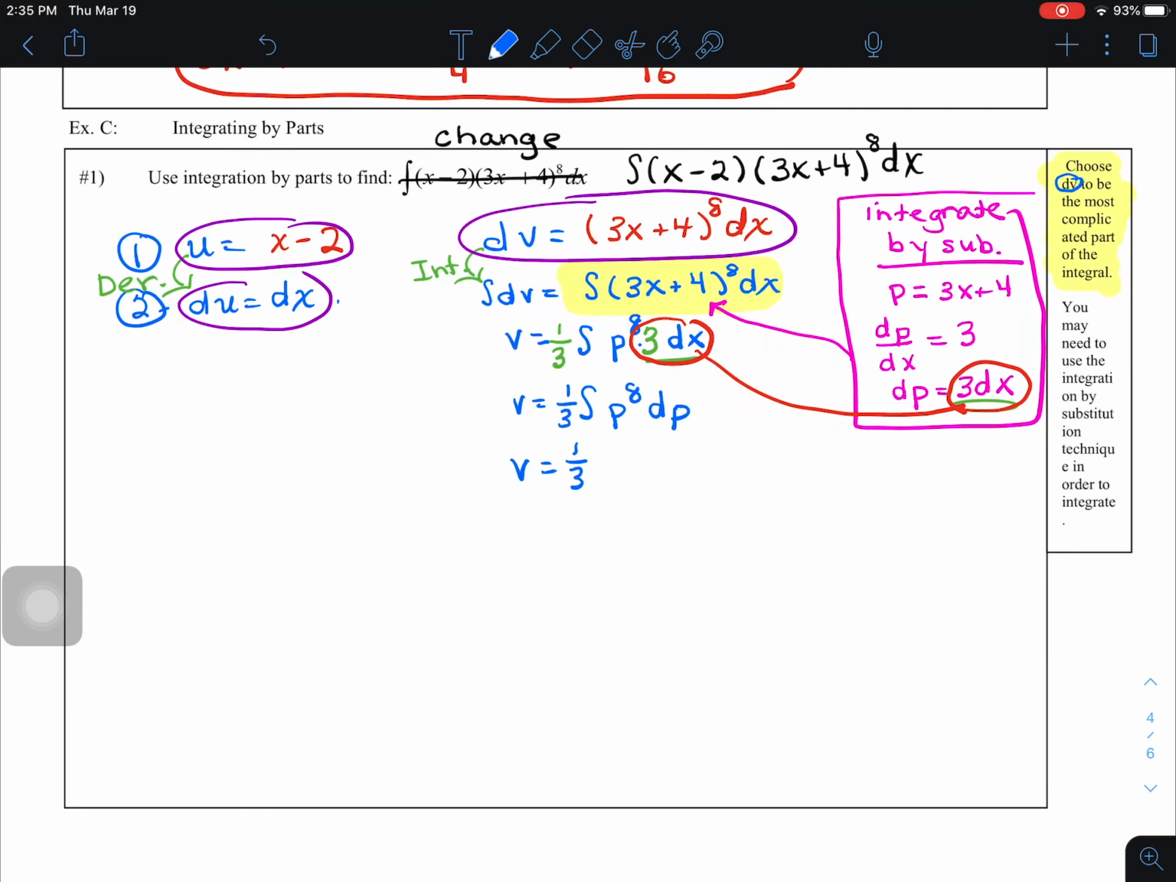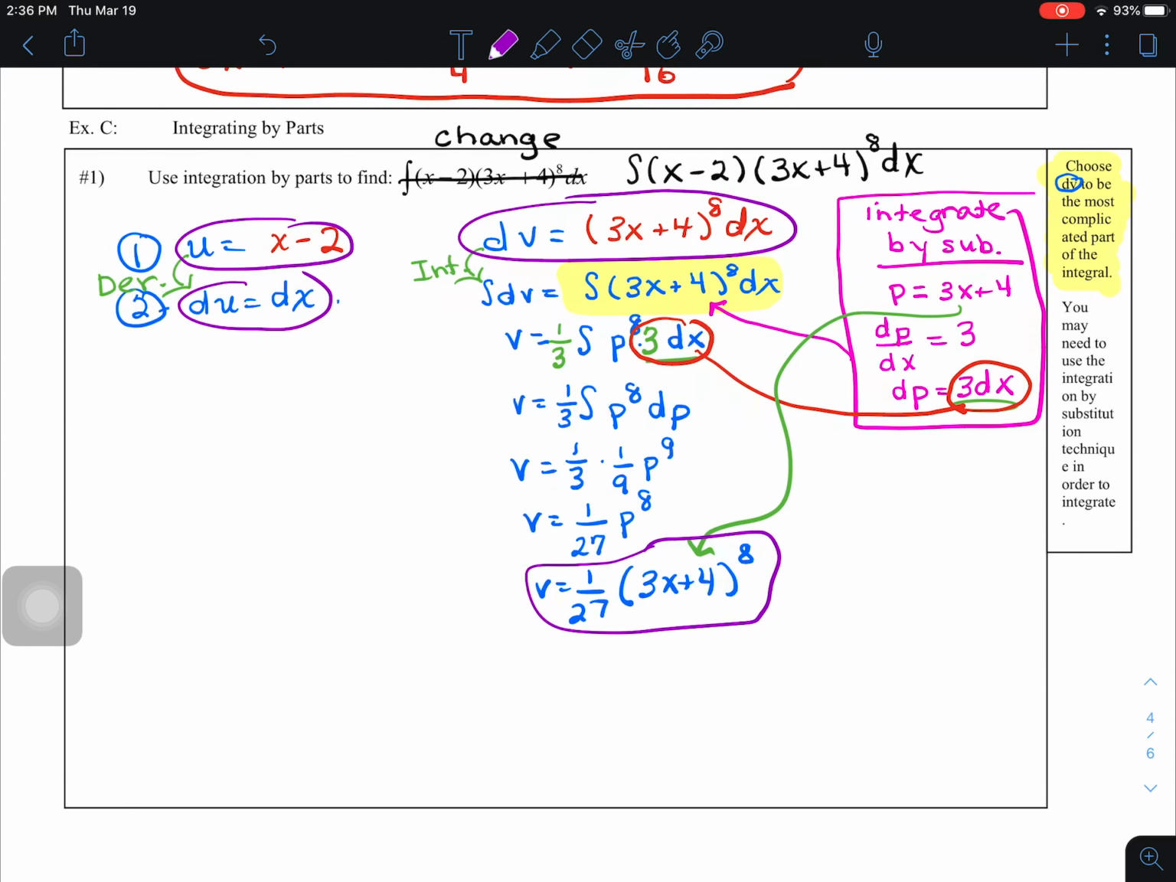So now we can integrate p to the 8th, adding 1 to the exponent, multiplying in front by the reciprocal. We end up getting v to be 1/27th p to the 8th, which would be, if we took the p out and replaced it with right up here where we said what p really is equal to. I'm going to just draw a little line here so we see where we got that back from right there. Okay, and I'm going to circle this as our v.